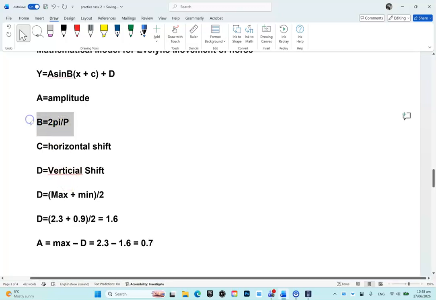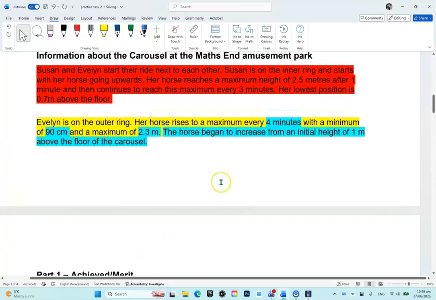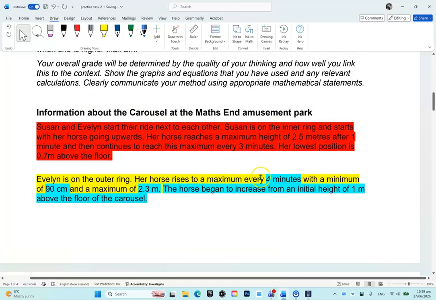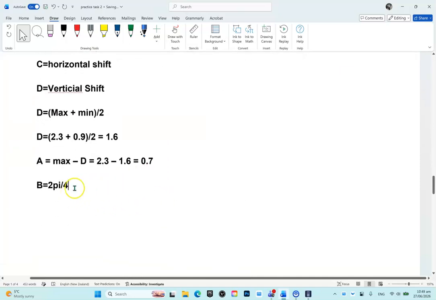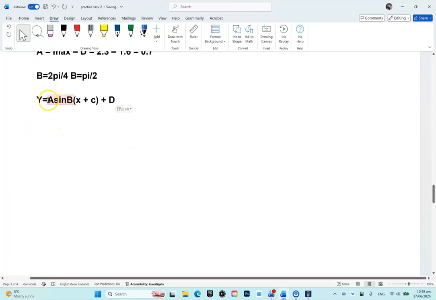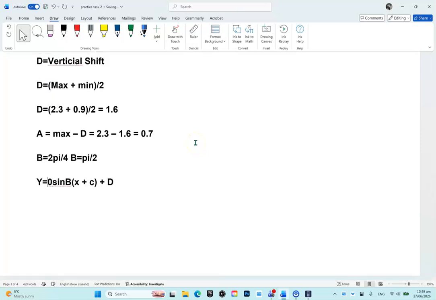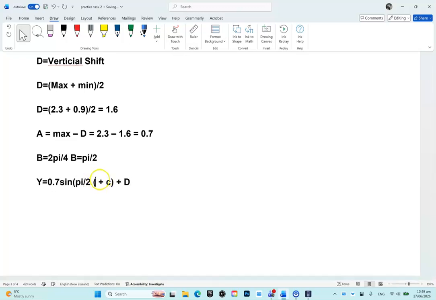Now for our B, it's going to be 2 pi divided by the period, which was 4 minutes, because that's when, a maximum every 4 minutes. Because remember, a maximum to a maximum is the period. We can simplify that to pi over 2. So B equals pi over 2. Okay, so if I take this equation and we substitute our values that we've just found, so we've got 0.7 and rewrite this a little bit more, our pi over 2 x plus c plus the 1.6.